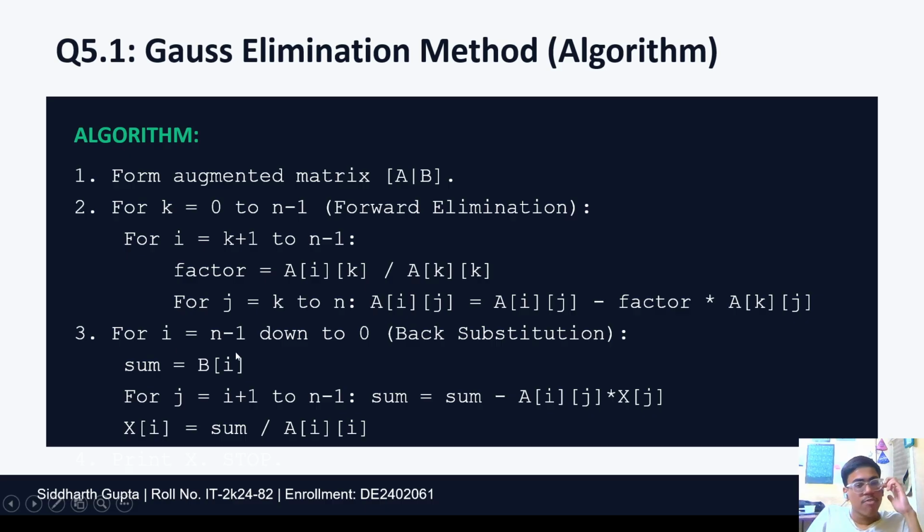After this, the third step is from I is equal to n minus 1 down to 0. Now we will back substitute. Whatever the values are there, we will equate them with the values on the right hand side, and we will find the values of x, y, and z. So for I, sum will be equal to b of I, and for j is equal to I plus 1 to n minus 1, sum is equal to sum minus a of ij into xj. Now we will print the values, xi, that will be equal to sum upon a of I comma I.